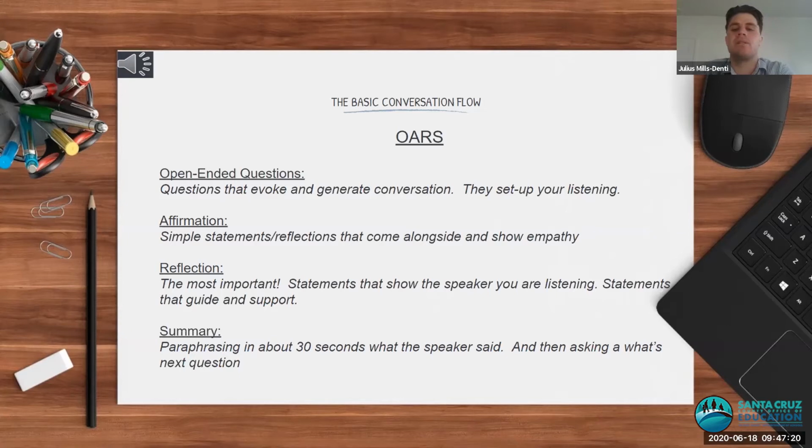Affirmations are simple statements that show empathy. A reflection is the most important part of our conversational flow. Reflective listening not only affirms where the student's coming from, but it can be used to guide the conversation in a direction leading towards change. And then we want to summarize. When we're talking to kids, if we've had a 2-minute conversation, we want to just say, hey, let me see if I can check my listening here. Tell me what I missed. And then you want to recap what you heard from them.